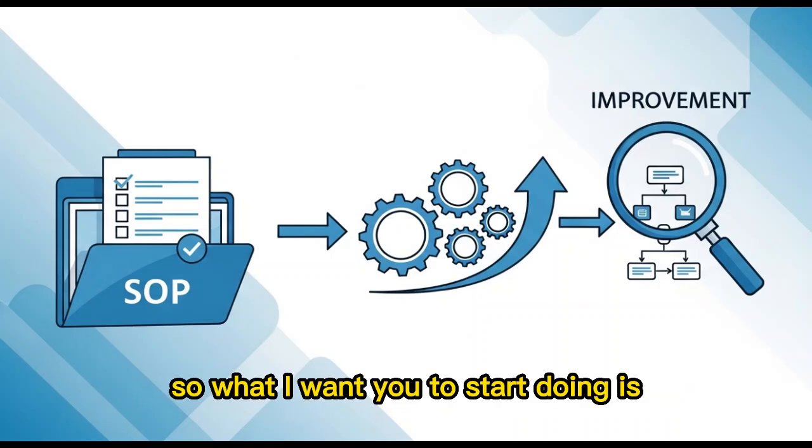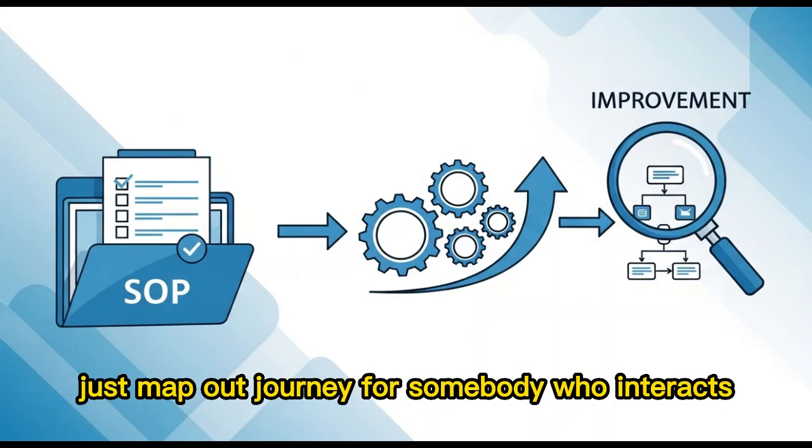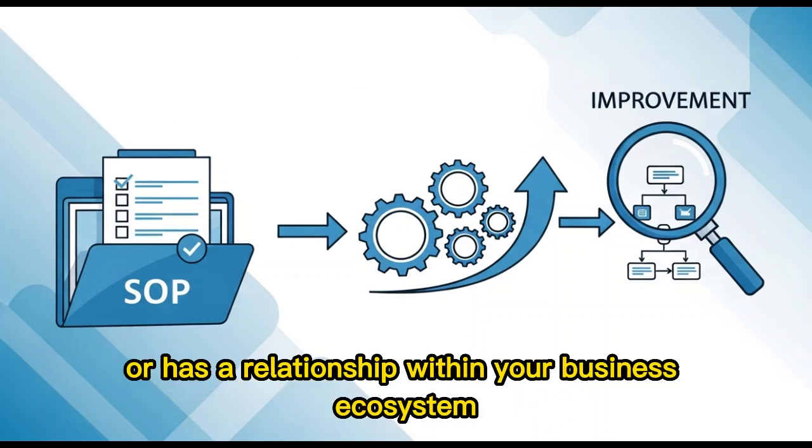So what I want you to start doing is, if you are beginning to really struggle with where do I start with my systems, just map out a journey for somebody who interacts or has a relationship within your business ecosystem.